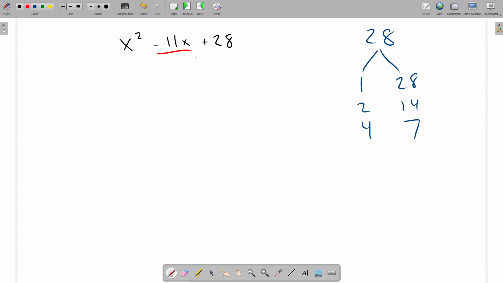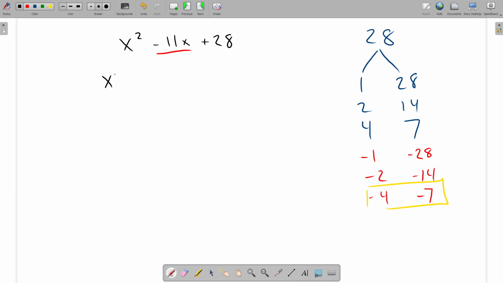So what can we do to make these negative when we add them together? Well, I need two things that multiply to make positive 28. So yes, it's true that 1 and 28, 2 and 14, 4 and 7 are factors. But there's also negative 1 and negative 28, because two negatives will multiply to make a positive. We also have negative 2 and negative 14, negative 4 and negative 7, which just so happens to be the pair of factors that we're looking for to add together to make negative 11.